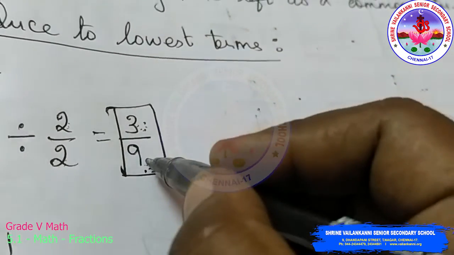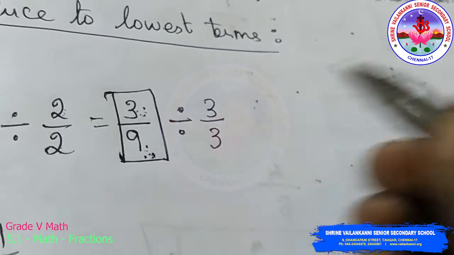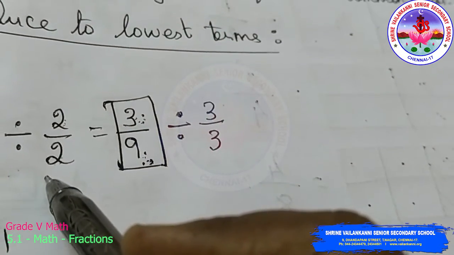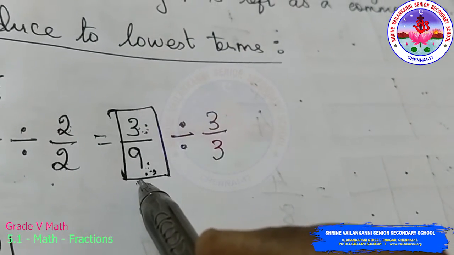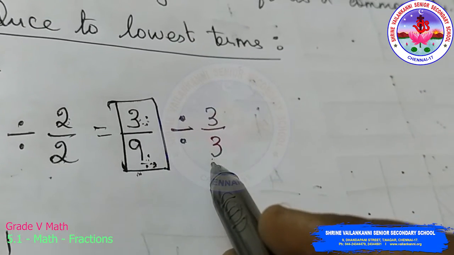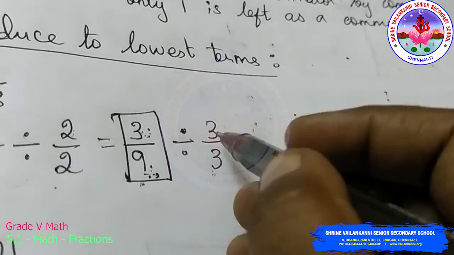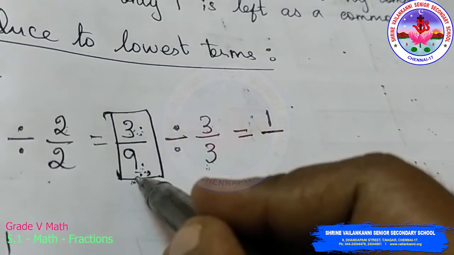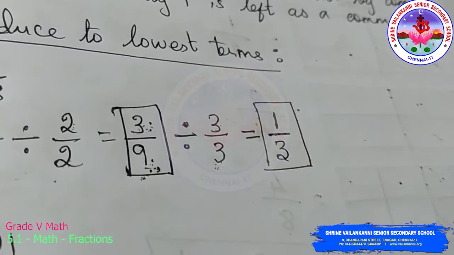So this 3 by 9, I am going to divide with the common factor of 3. See, first I did division with 2 and I got the fraction 3 by 9. Again I found the common factor for this 3 and 9, which is 3. So that common factor 3 has to be divided into the numerator and denominator. In the 3 table, 3 will come 1 time. In the 3 table, 9 will come 3 times. So now I got 1 by 3.